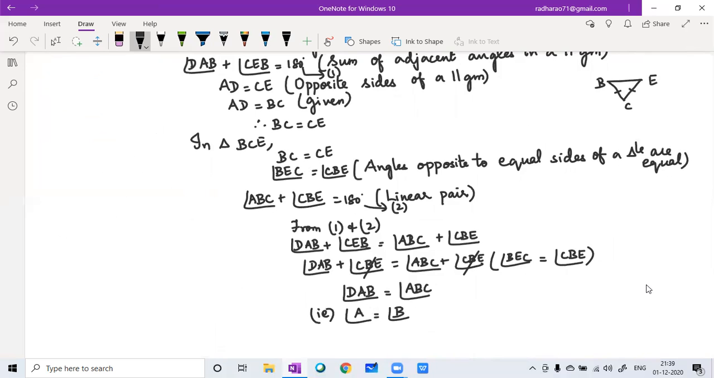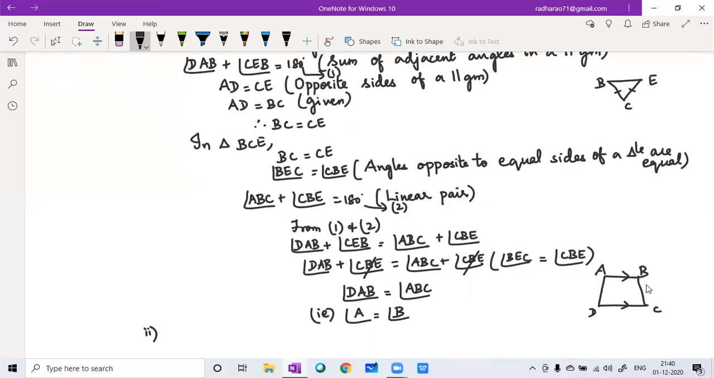What is the second one we are supposed to prove? Angle C is equal to angle D. You know ABCD is a trapezium, where AB and DC are parallel. So when two parallel lines are cut by a transversal, the sum of the co-interior angles on the same side of the transversal is 180.